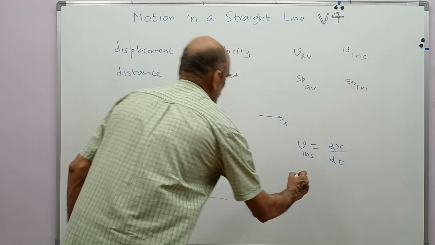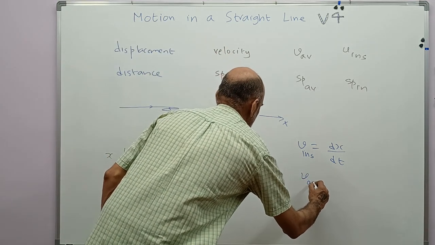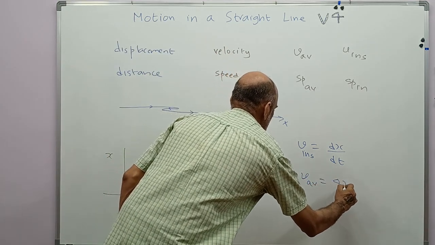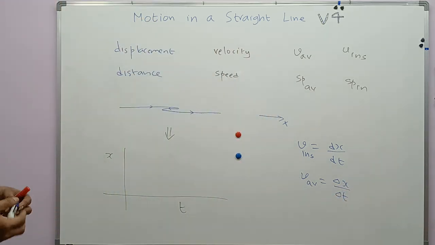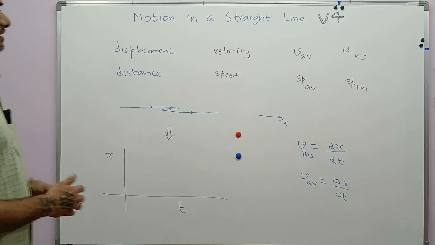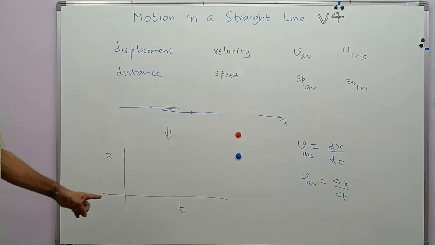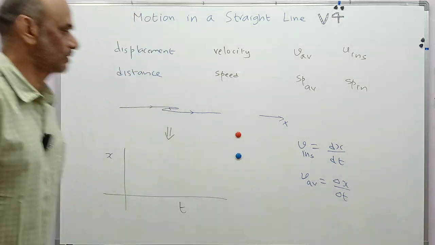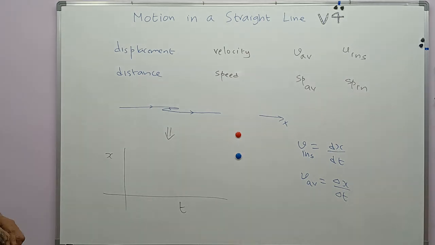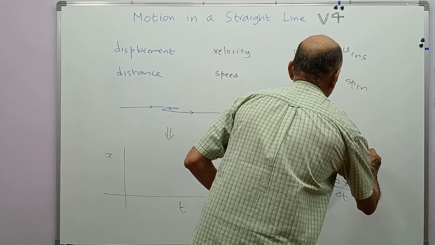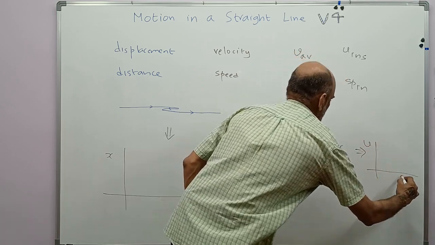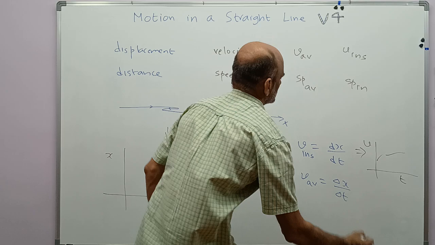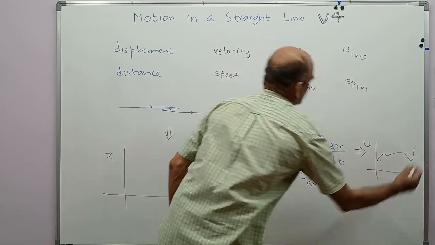So one more velocity is defined, that's average velocity, which is over a time interval, delta x by delta t. Once xt curve is known, using this we can find velocity at any time. So that means velocity versus time graph will be known. So using this relation, one can get velocity as a function of time curve. It can be some curve like this.